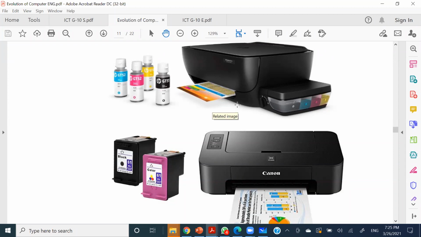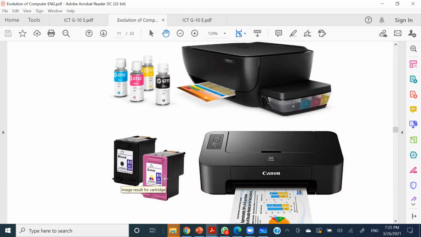But this ink tank solution is a very cost effective, much cheaper way of getting printouts, right? Because an ink bottle will cost you around 2,000. If you purchase all four, it will cost you 8,000. From that 8,000, you can take 4,000 printouts, right? So it is almost less than 2 rupees per printout. But with these cartridge types, it will cost you 10 to 15 rupees per printout.